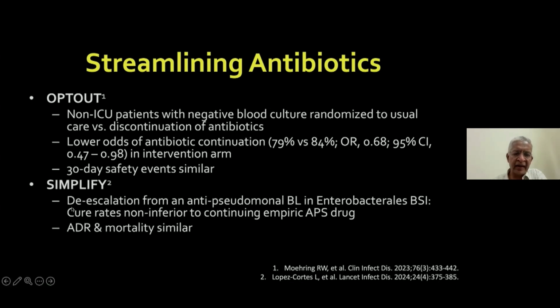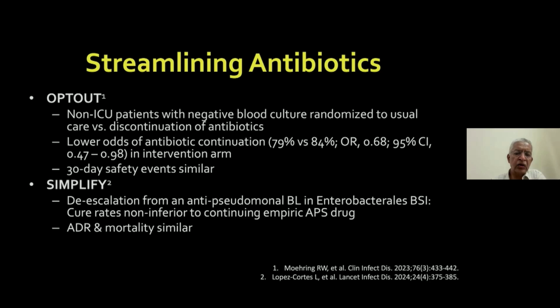The simplified trial was one step ahead. These were patients whose blood cultures grew Enterobacteriaceae, E. coli or Klebsiella or other Enterobacteriaceae, and were empirically started on an anti-pseudomonal beta-lactam like meropenem, imipenem, piperacillin tazobactam, ceftazidime or cefepime. The culture came back susceptible to antibiotics like cotrimoxazole, amoxicillin clavulanate, ciprofloxacin, cefuroxime, etc. They were randomized either to de-escalation to one of these antibiotics or continuation of the broad-spectrum antibiotics. The de-escalation antibiotics were amoxicillin, ampicillin, cotrimoxazole, amoxicillin clavulanate, ciprofloxacin, ertapenem, etc.